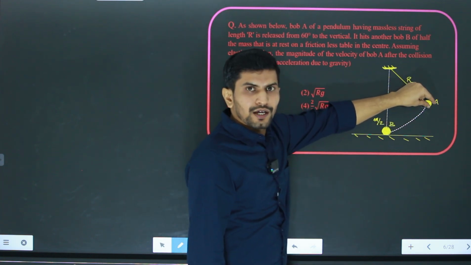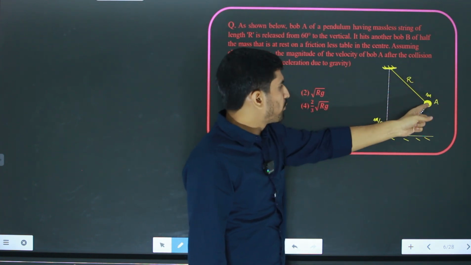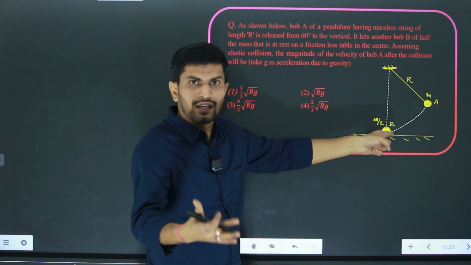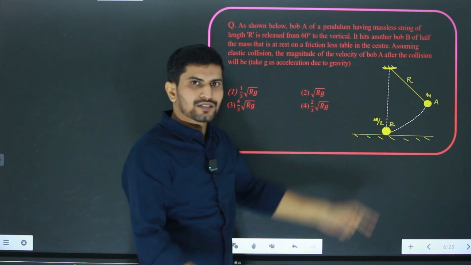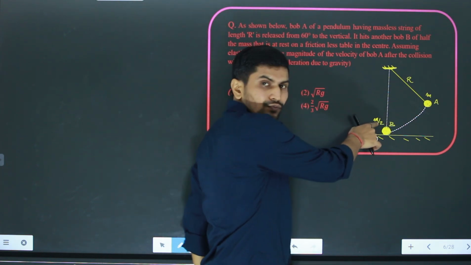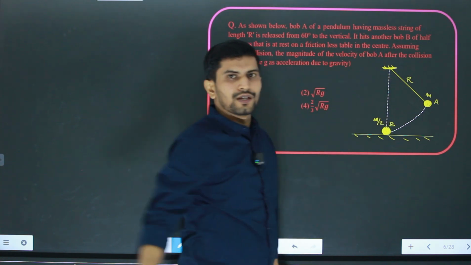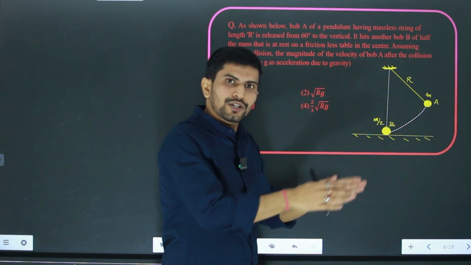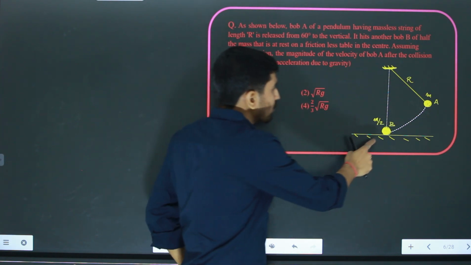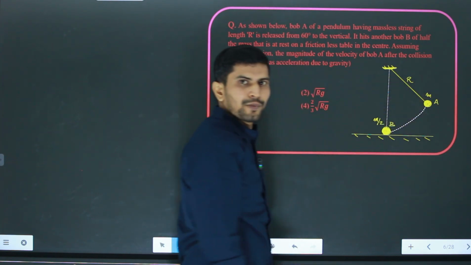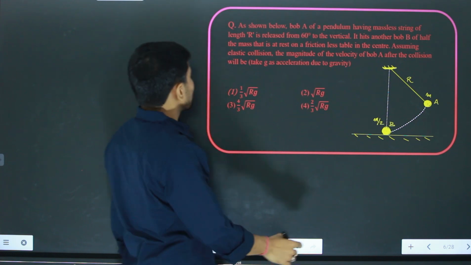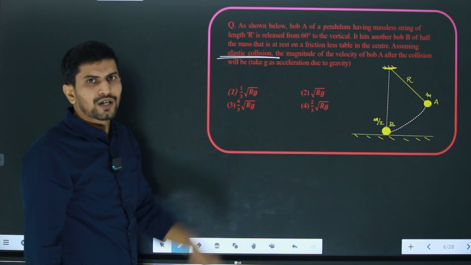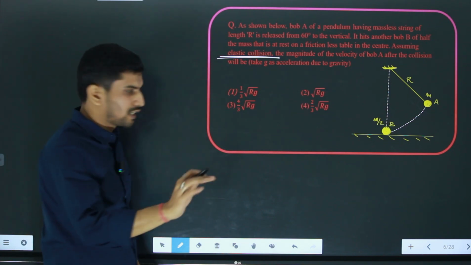Now I leave this bob A. As soon as we leave it, it will come to the horizontal plane and strike bob B, which was at rest. Given that the mass of bob B is half that of A, they will collide and after collision they will both move. The question is, after collision, what is the speed of bob A? Given that this is an elastic collision, and I assume it is one-dimensional. How is it one-dimensional? Let me explain.